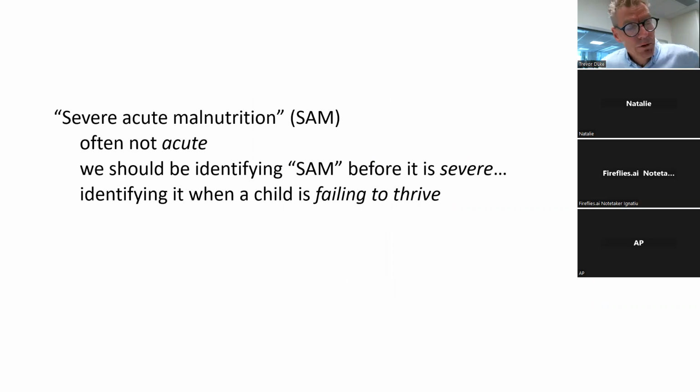One, we talk a lot about severe acute malnutrition, SAM, and there's been lots of training on that, but often the severe malnutrition that we see is not acute. And even so, we should be identifying SAM before it's really severe. So it's often not acute, and we'd like to see it before it's severe. So that means identifying it when the child is failing to thrive.